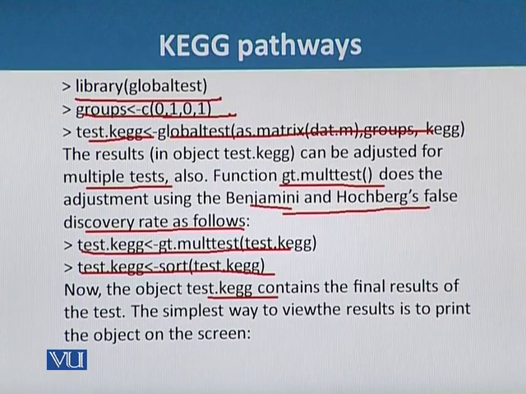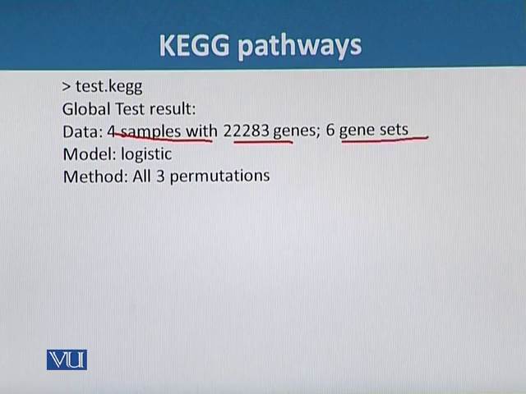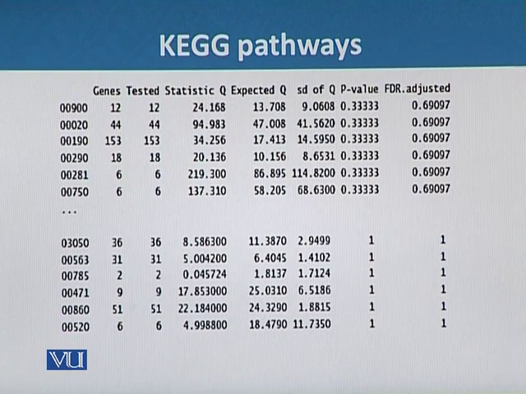The simplest way to overview the result is to print the object on the screen. So what we will get as the result is the data, and it shows there are 4 samples with 22,283 genes, and they are clustered into 3 gene sets. And the method is that we use all 3 permutations. So this is the final result we get after a lot of procedures and protocols.